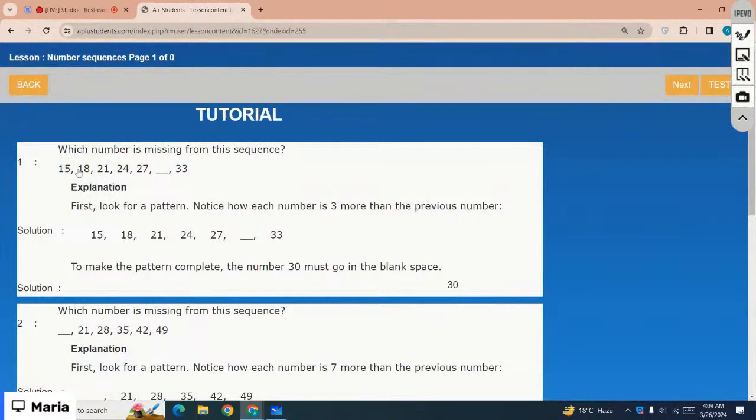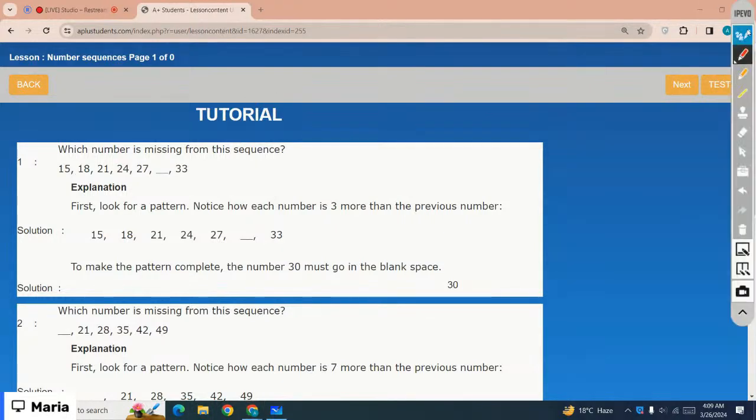Okay, which number is missing from the sequence? Whenever we are working on sequences, the first thing you need to understand is we have to look at the pattern. We have to notice how the numbers are growing, right? You have 15, 18, 21, 24, 27. 15 plus 3 equals 18, 18 plus 3 equals 21, 21 plus 3 is 24, and 24 plus 3 is 27, and so on. That means you have to add 3 to find the next number. So here we have a missing number. 27 plus 3 is 30. The correct option is 30.